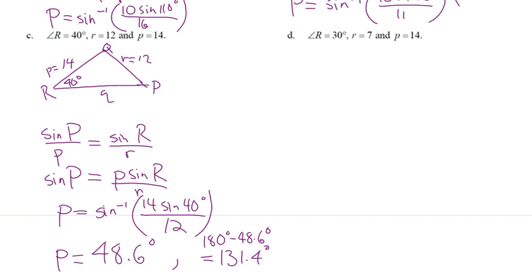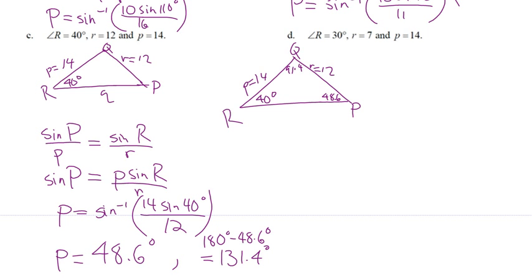So here's one. So this is 40 degrees. This side is going to be 48.6. That's 14, that's 12, that's R, that's P, that's Q. That adds up to 88.6. So 0.4 will take me to 89, and then 1 will take me to 90. So that'll be 91.4 degrees, right? Because the three angles have to add up to 180. So that's one of the possible triangles.